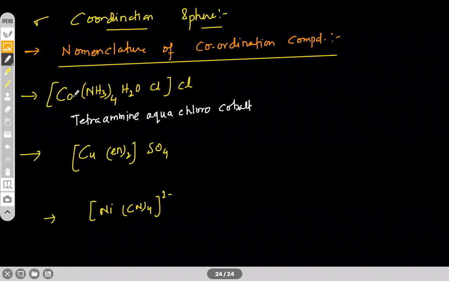What is the oxidation state of cobalt? The chloride is minus one, so this one is plus one, this is minus one, this is zero, this is zero. So it is plus two. Yes or no? Cobalt, then in the bracket the oxidation state, chloride. Is it fine?